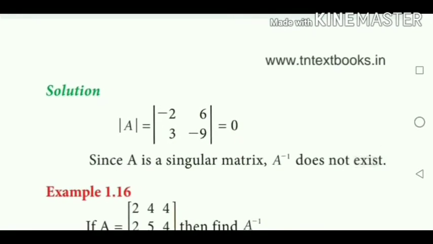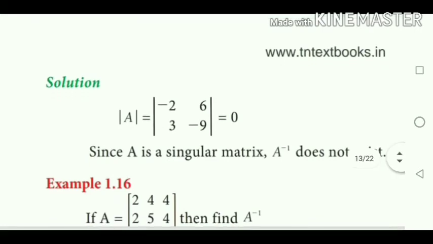If it is not equal to 0, then only you have to find A inverse. Otherwise you write A inverse does not exist. I think you understand what is singular matrix versus non-singular matrix. Singular matrix means determinants of A equal to 0. In such case A inverse does not exist. If it does not exist, there is no need to find the value of A inverse.